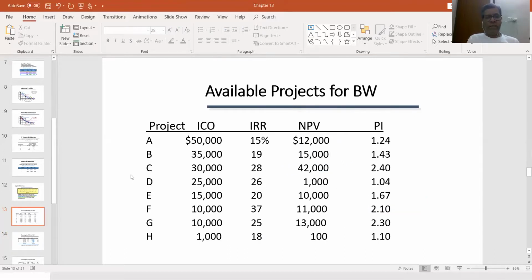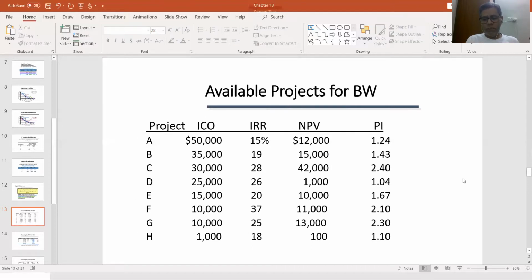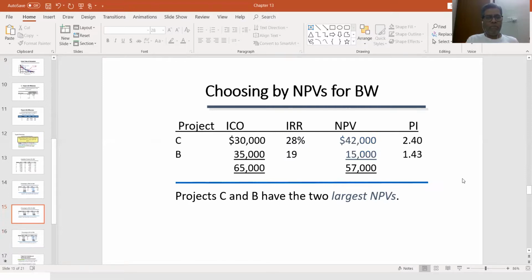Again, we have this question, and we need to select those projects where NPV is higher. Project C is giving you the highest NPV, number one. Project B is giving you the second highest NPV, and project G is giving you the third highest NPV. The question is that we need to make sure that the 65,000 is consumed. It cannot be more than 65. Yes, so the projects are selected on the basis of NPV, and IRR and PI are also written along with the NPV.